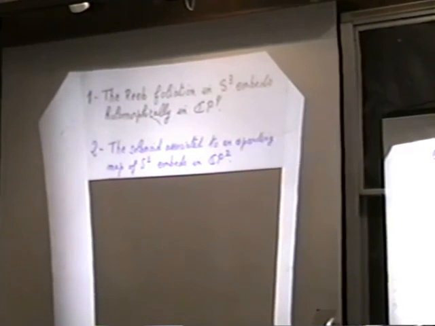Question two. The solenoid, which is associated to an expanding map of the circle, embeds in CP2. Okay, I don't know. This is unknown. Are you allowed to answer yes, no, or unknown? I don't know. Really, as Dennis said, I explained to you this embeds in CP3. It might embed in CP2. So I think it's a good question. You know, this is a very concrete example. Maybe this might be a counterexample to Camacho's conjecture.